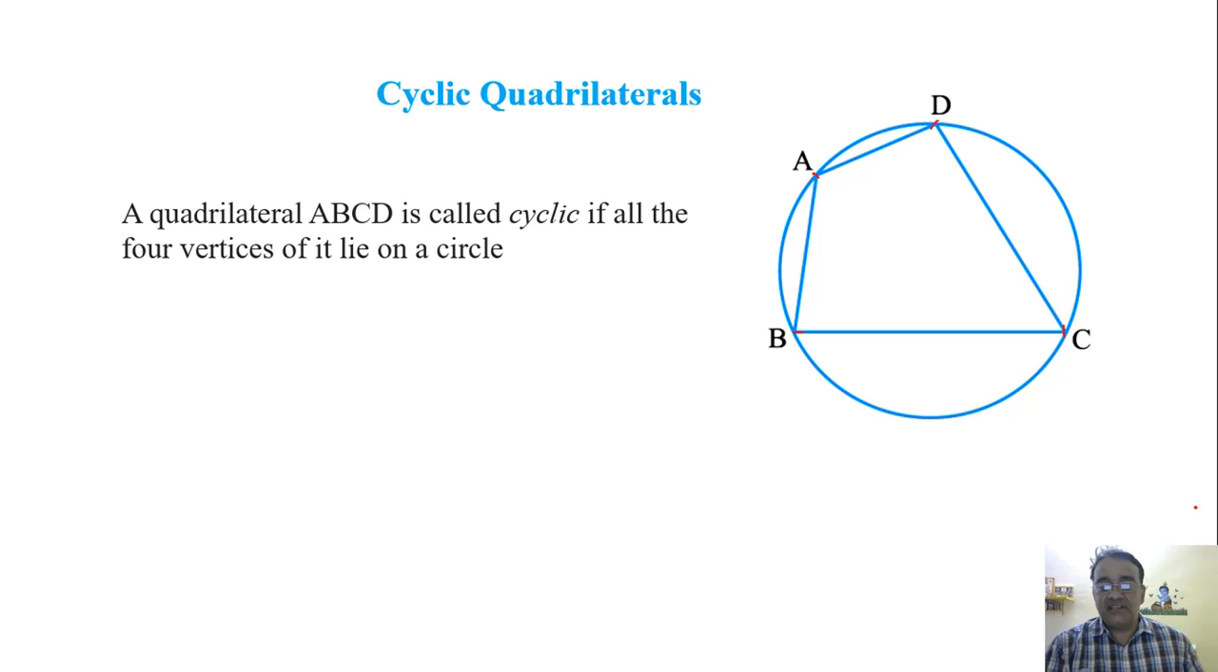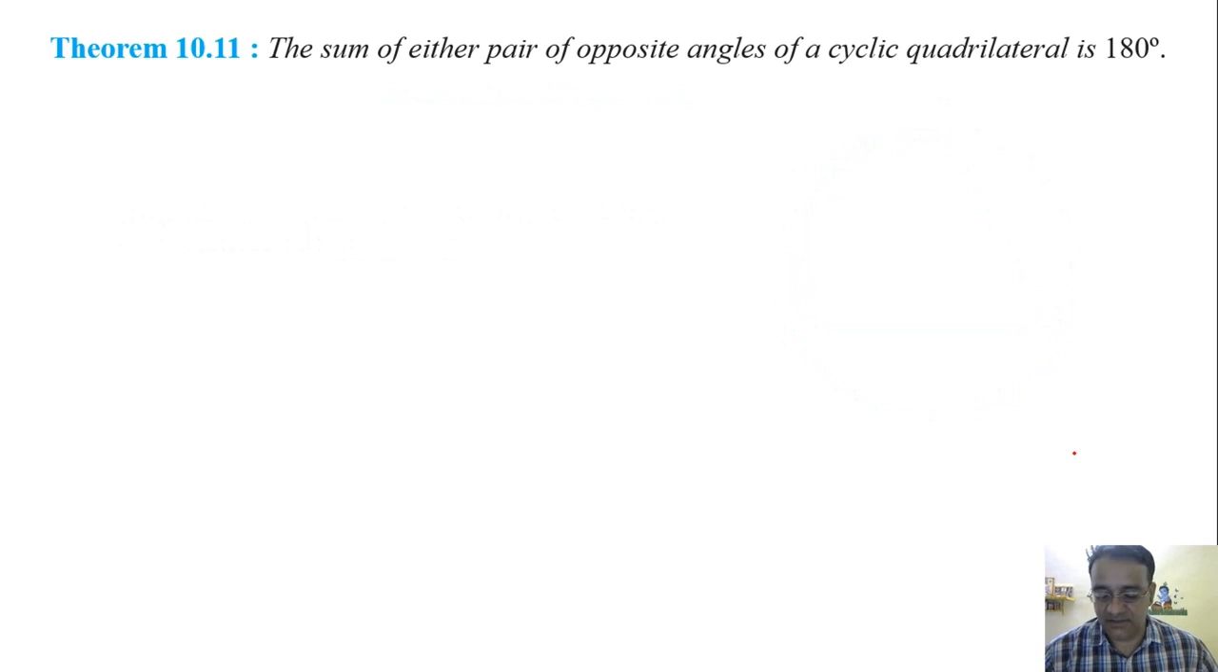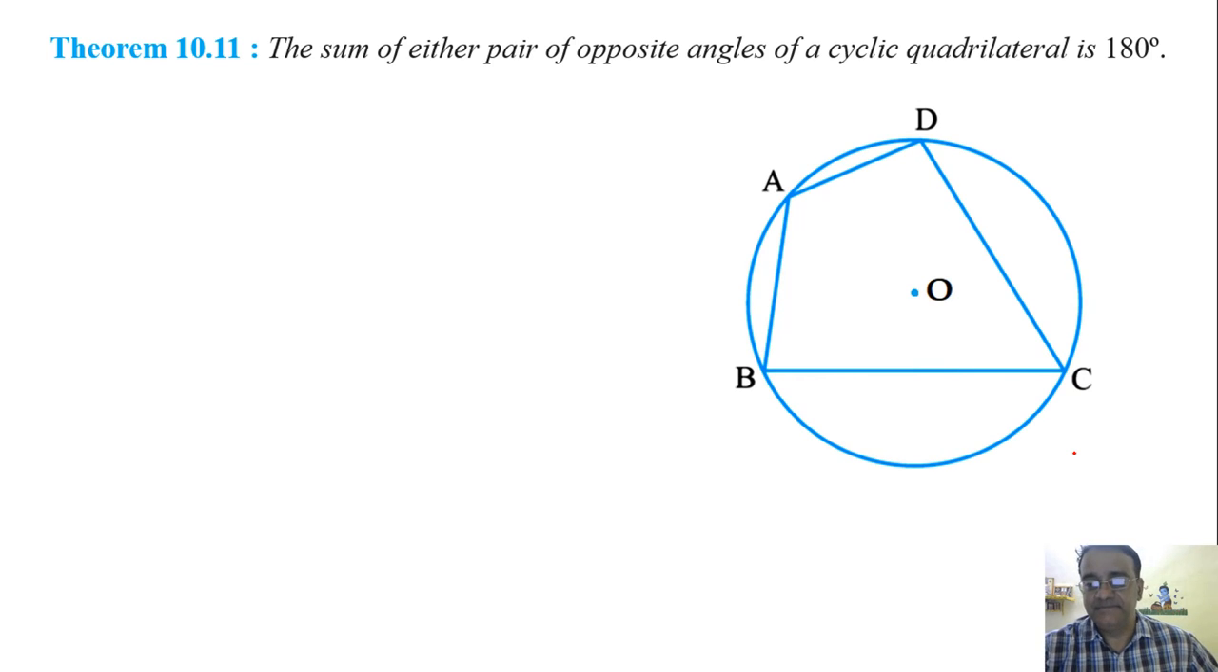And with respect to cyclic quadrilateral, we have one very important theorem: the sum of its opposite angles, A and C, is equal to 180 degrees. So this theorem is also important. The sum of either pair of opposite angles of a cyclic quadrilateral is 180 degrees. If you remember, I explained two methods to prove this theorem. Again, I am going to repeat the two methods. Let us see the first one.